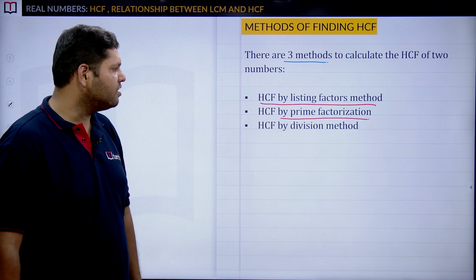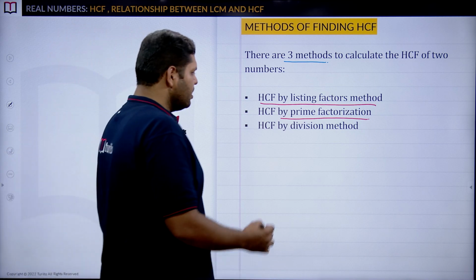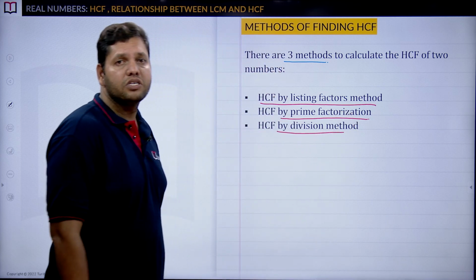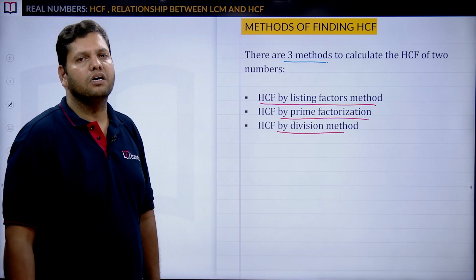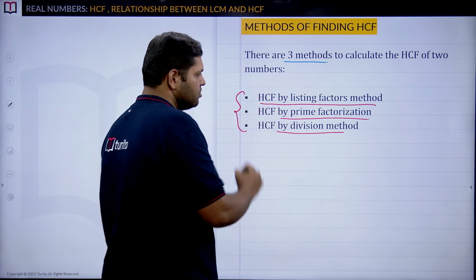And the next method is what? HCF by the division method. Here also we have the division method, children. By using the division method also, we can find the HCF of any 2 numbers or 3 numbers. So these are the 3 methods, children, we can use.